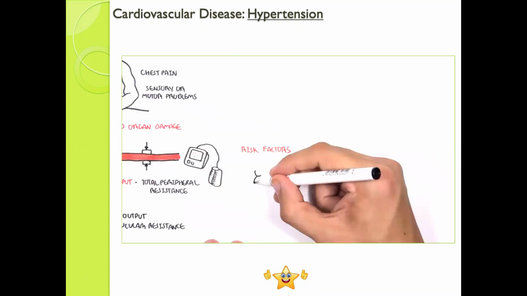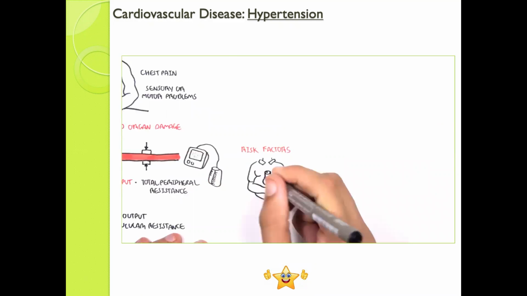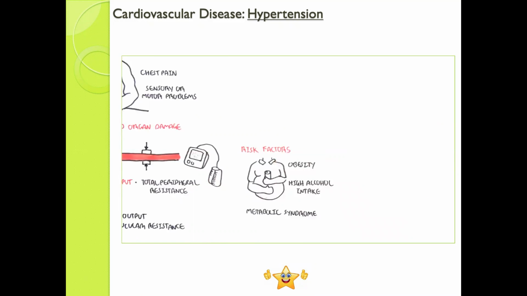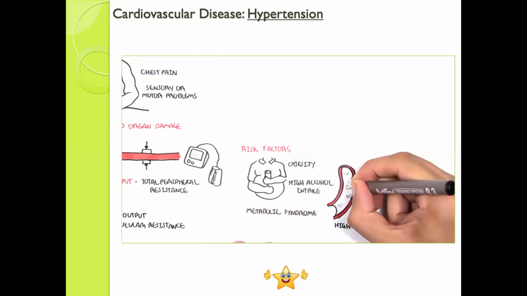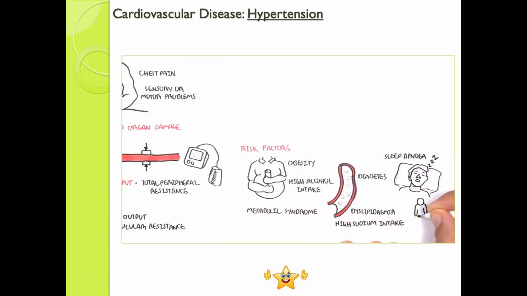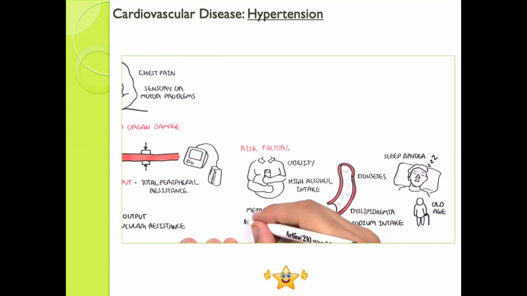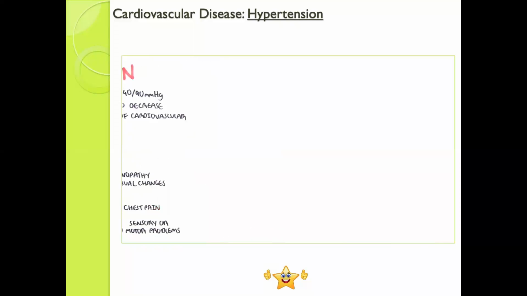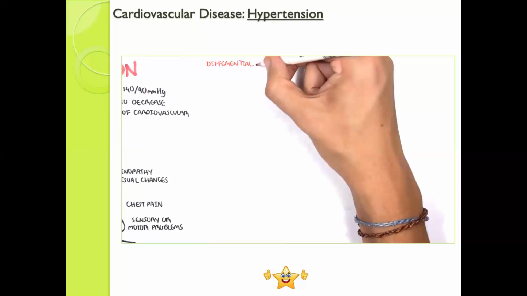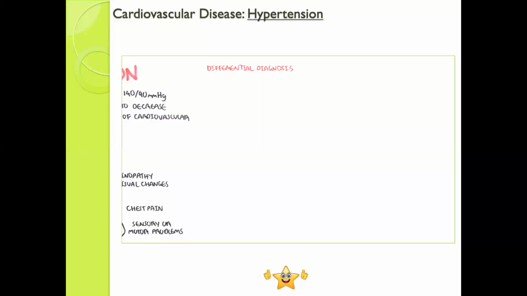Risk factors for hypertension are obesity, high alcohol intake, metabolic syndrome, diabetes, high sodium intake, sleep apnea, dyslipidemia, old age, and family history. Hypertension can be a disease in itself, or it can be secondary to another condition, an underlying disease.